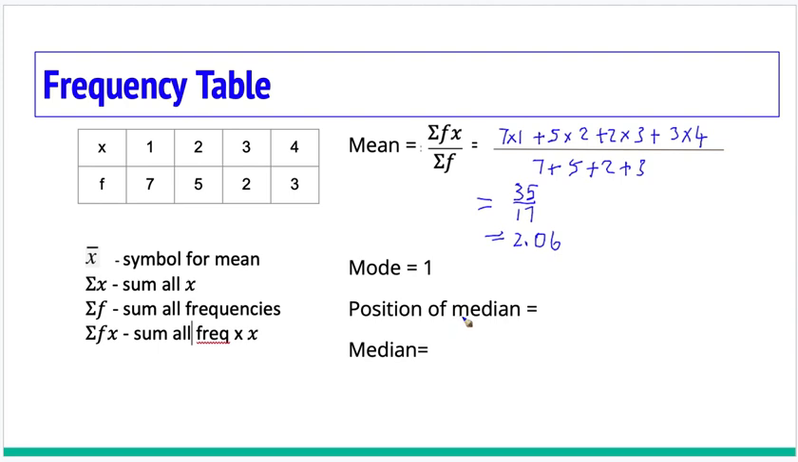And now to determine the median, we need to know the position. Since there are 17 numbers, we take 17 plus 1 divided by 2, which is 18 divided by 2 is 9. So now we are looking for the 9th score. And the 9th score, there are 7 scores here. The 8th score is a 2, and the 9th score is a 2. Therefore, the median is 2.